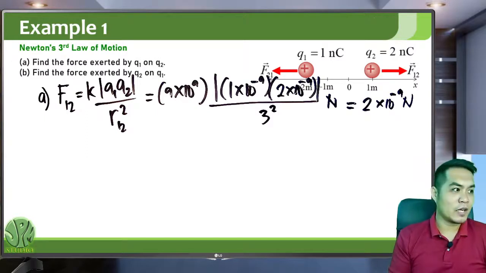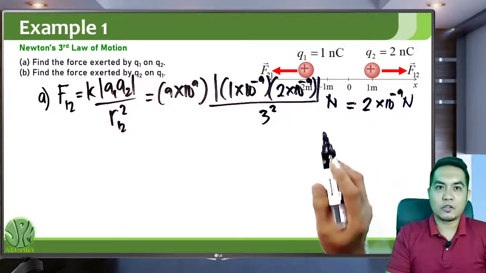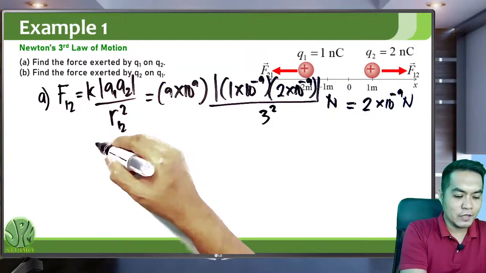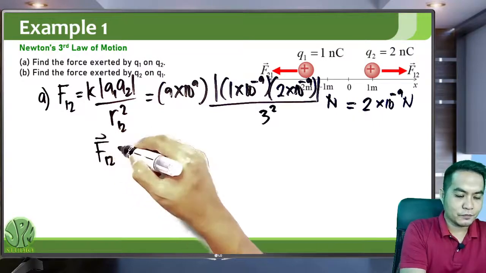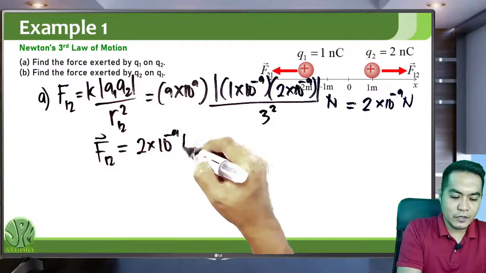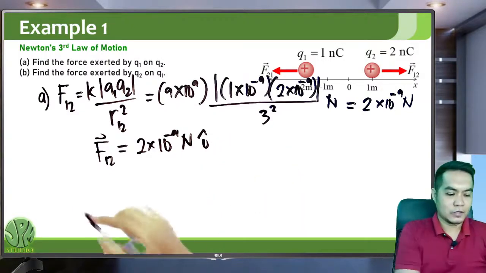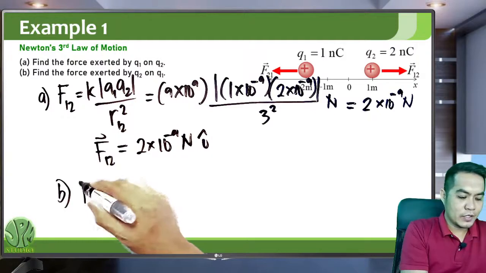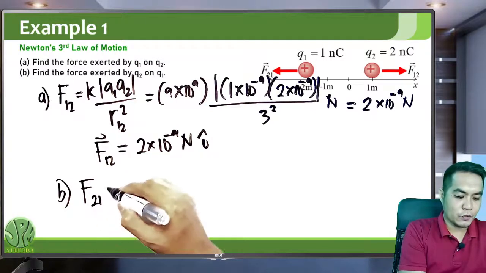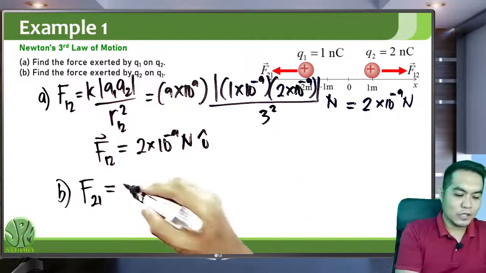That is the magnitude. Since we already know the direction of F12 is towards the positive x-axis, the F12 vector is just equal to 2 times 10 to the -9 newton i hat. Now, for letter B, it's the force exerted by Q2 on Q1. We already know its direction: it's towards the negative x-axis. So we try to find its magnitude.